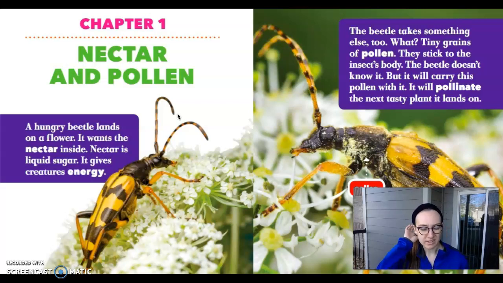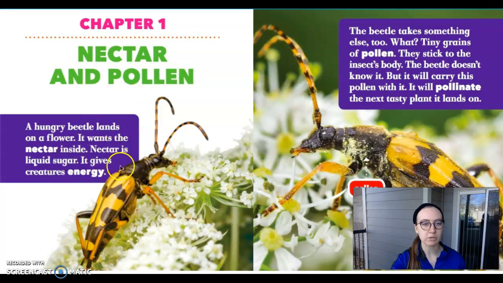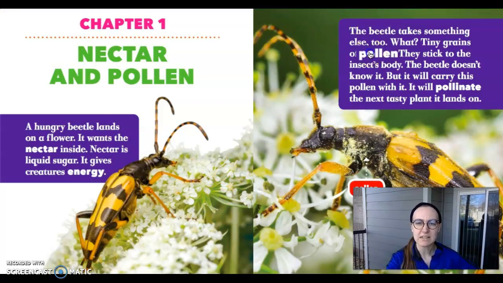I'm going to pause real quick because I used some big words in there. I feel a little confused. I know they talked about nectar and then it said nectar is liquid sugar. That makes sense. It gives the creatures energy. Okay. So the beetle wanted the nectar. So the beetle was hungry for some sugar. I feel that. I want some sugar too. But then he took something else. He took pollen. They didn't really tell us what that was. Let's see if it can tell us.